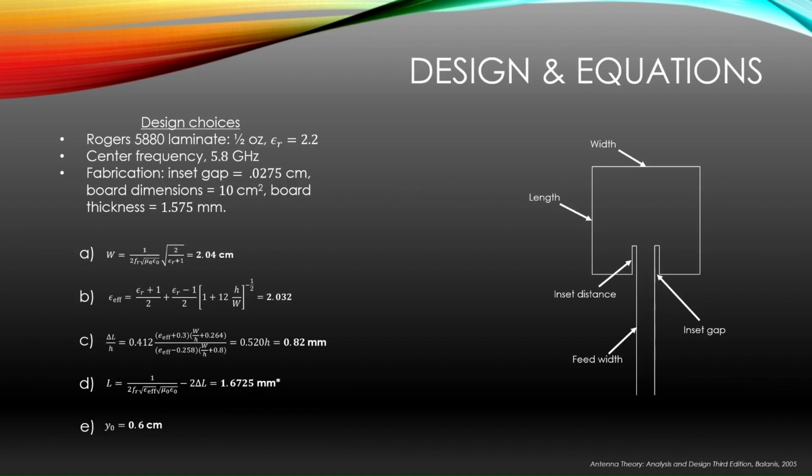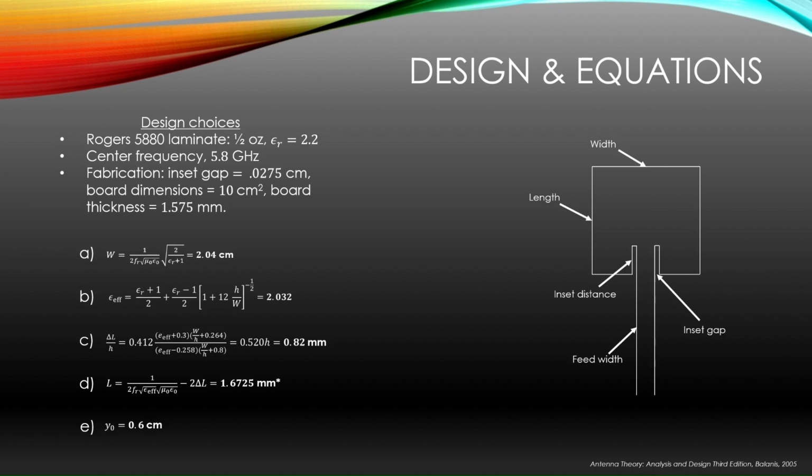To begin, we'll go over some design choices and then the dimensions calculated from design textbook equations. We'll be using a Rogers 5880 laminate with half-ounce copper. The datasheet states that the relative permittivity is 2.2. We'll continue using the center frequency of 5.8 GHz for the design. From the board manufacturer's physical limitations, the smallest inset gap that we can achieve is 0.0275 centimeters. That's what we'll be going with. The board dimensions we're simply choosing to be 10 centimeters squared, and then the board thickness is the standard 1.575 millimeters.